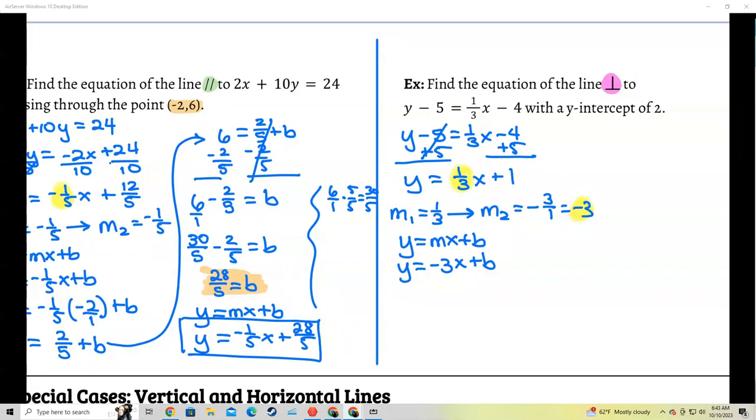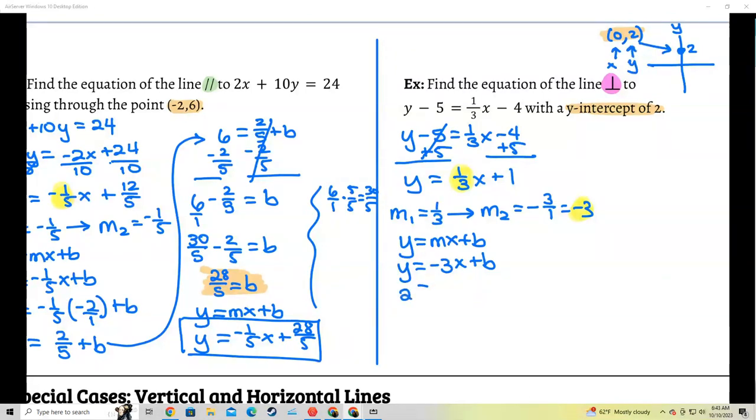So I'm done with step 2, I think. Step 3 is to substitute your point. This time they told me I have a y-intercept of 2. So let me go ahead and highlight that one. I have a y-intercept of 2. What does that look like? On your graph, a y-intercept of 2 means on your y-axis, it would cross right here at 2. What's the coordinates for this point right here? This would be (0, 2). So I need to use this point, (0, 2), where this is my x and this is my y.